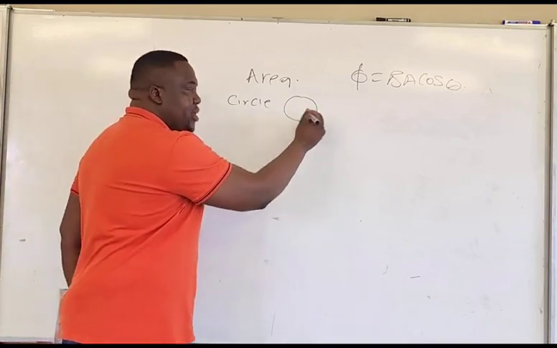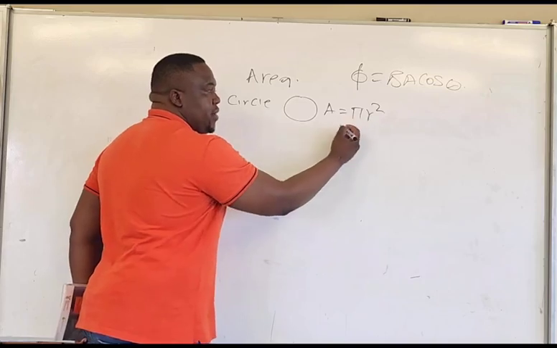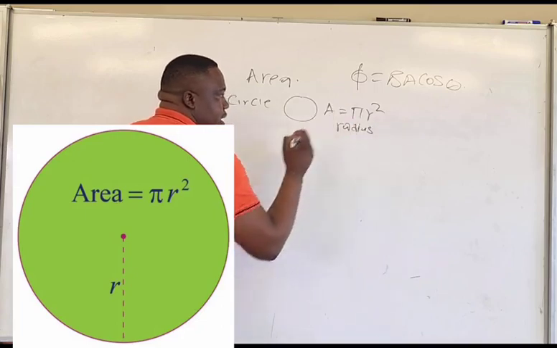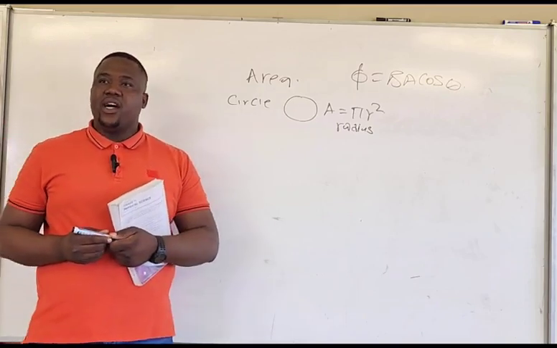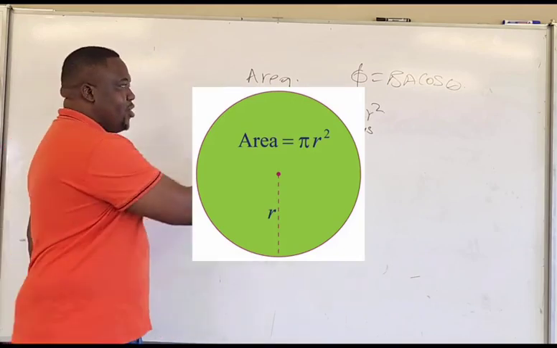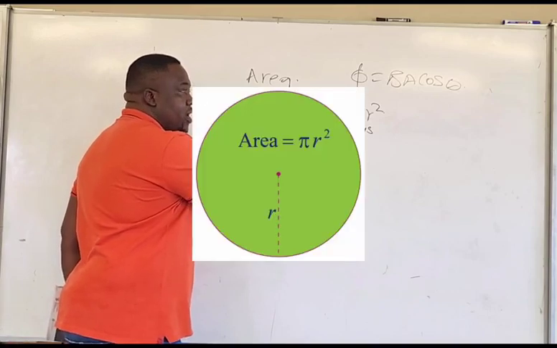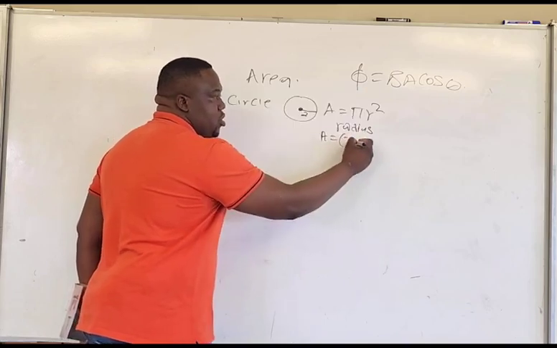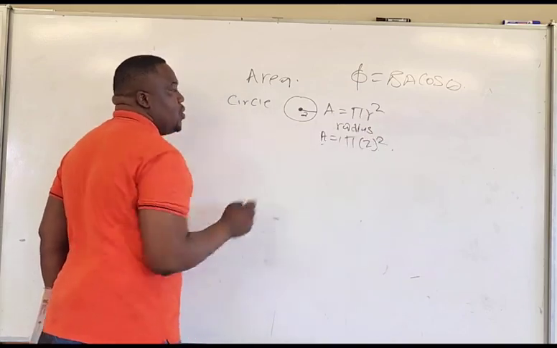The area of a circle is given by pi r squared. This r stands for the radius. The radius is a line from the center to the circumference of a circle. You are doing that in Euclidean geometry. All radii are equal. If they say the radius of this circle is 2, it means the area of this circle is equal to pi times 2 squared. Then we are going to get the answer.